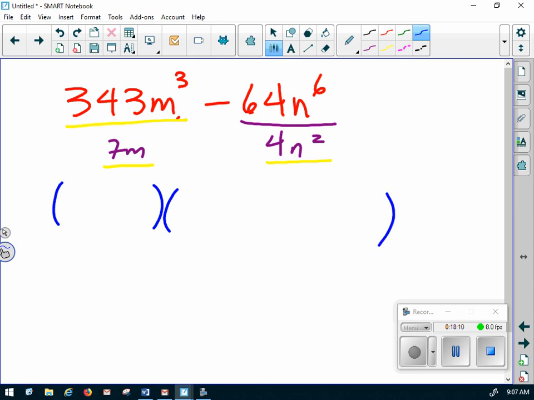A goes first. So what goes first? 7m. Okay, we're not going to do signs yet. If you want. What's B? What goes right here? 4n squared. Now, to sit right here, that's a squared. So what's 7m times 7m? Good, 49m squared.